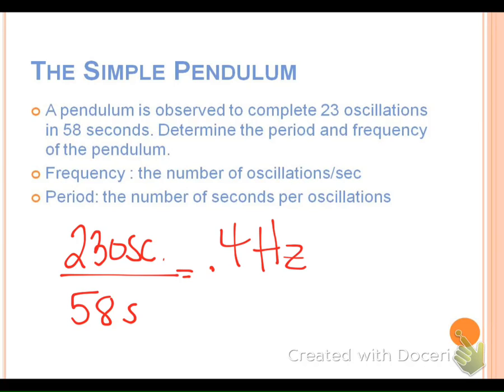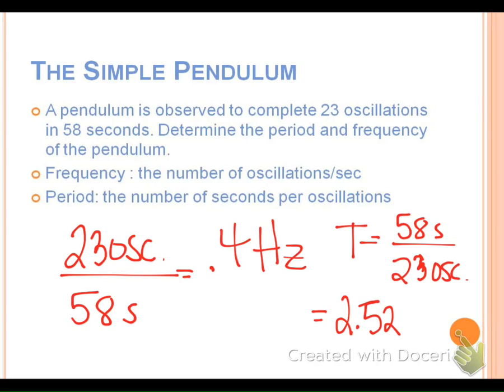Now when we solve for period, it's going to be basically the opposite of that, right? It's the number of seconds it takes per oscillation. So when we solve for T, we're going to take our 58 seconds divided by 23 oscillations. And that gives us what for our period? 2.52 seconds. Okay, and we measure period in seconds because it's this many seconds per one oscillation. You could make it over oscillations or over cycles, but basically this time tells us how long it takes to make one complete back and forth motion.